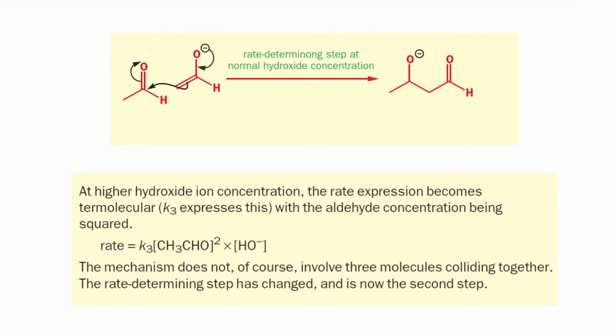Clearly you can't have a termolecular reaction. That is, we can't have a situation where three molecules collide and it becomes a rate determining step, because that's quite unlikely. However, it is more reasonable to propose that this step as shown here is the rate determining step, and the formation of the aldol oxide product, or the O- product, is the rate determining step.